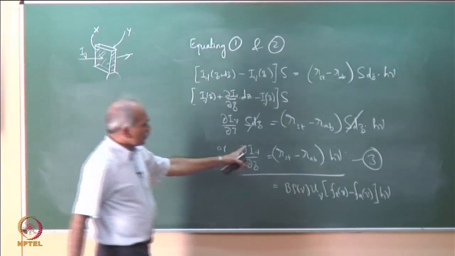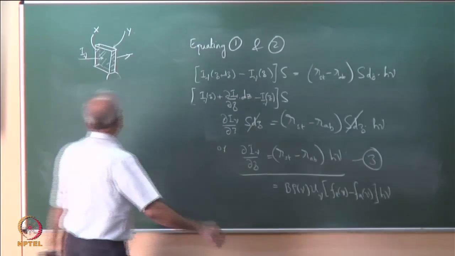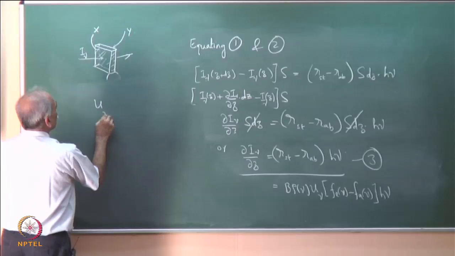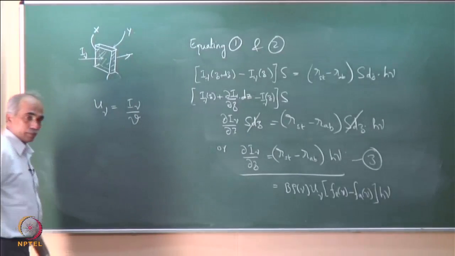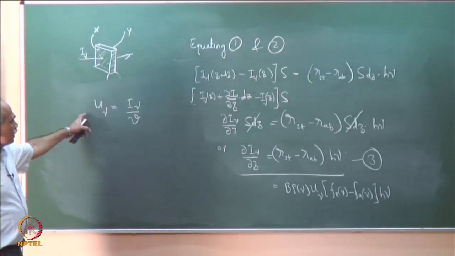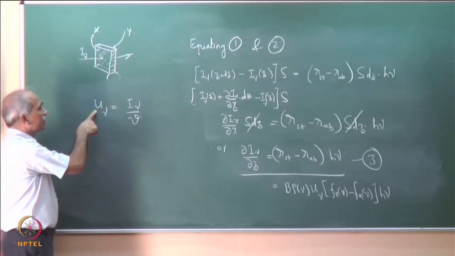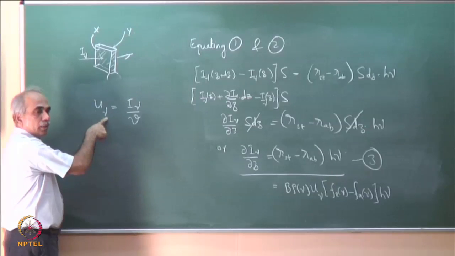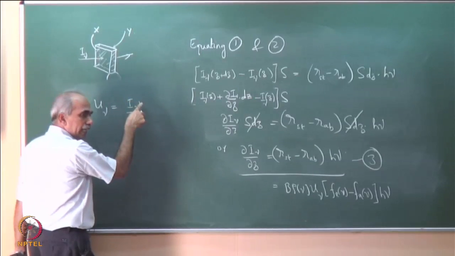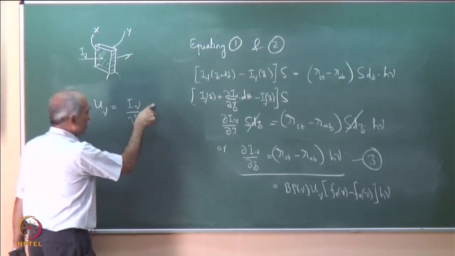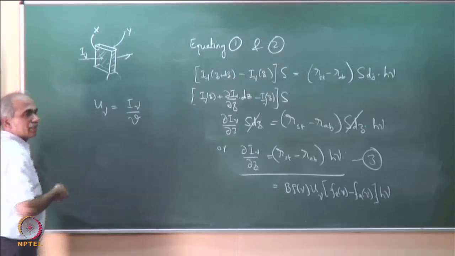How is I_nu, irradiance, related to energy density? U_nu is equal to I_nu divided by velocity. This is energy density, energy per unit volume. And this is energy per unit area per unit time. So dimensionally you can immediately see that they match.